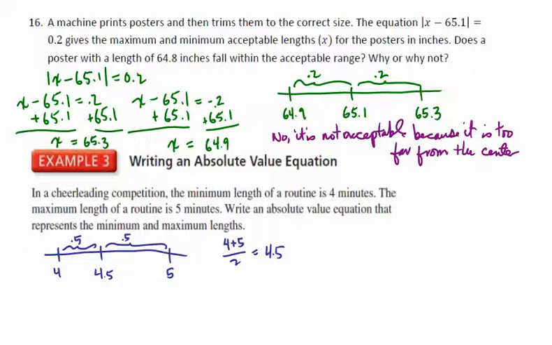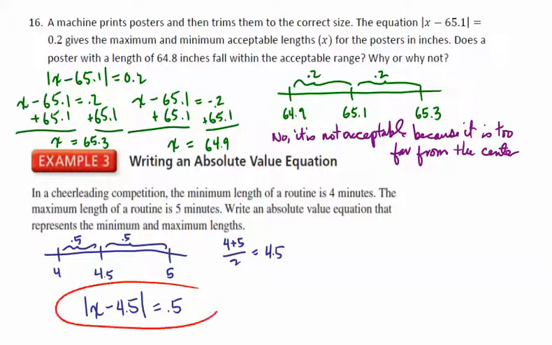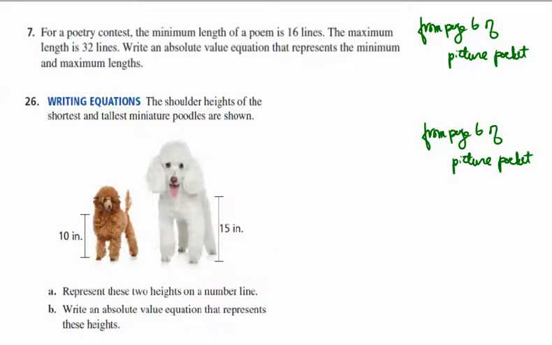and we put it all together. Absolute value of x minus the center is equal to the distance from the center. And that's all we'd have to do in this particular case, set up the absolute value equation. Next. Okay, and problem number 7, which is also from the picture packet.